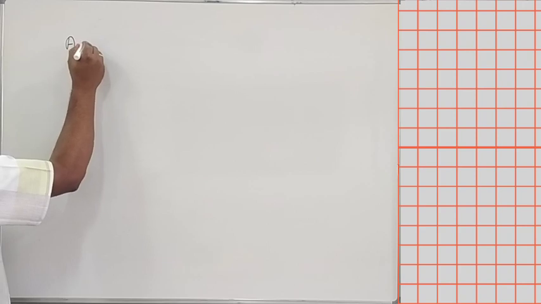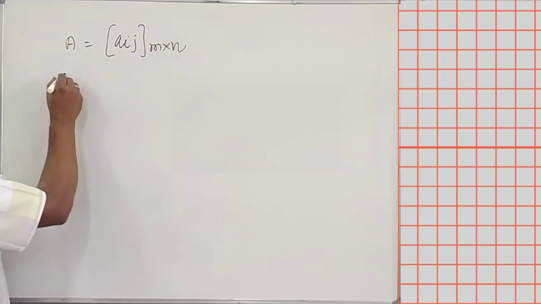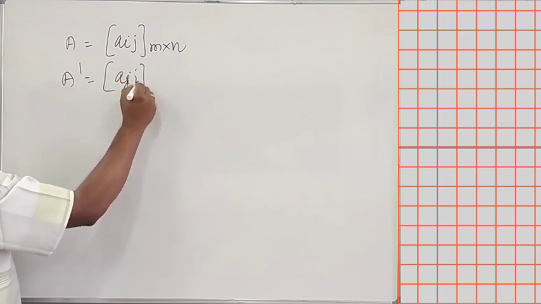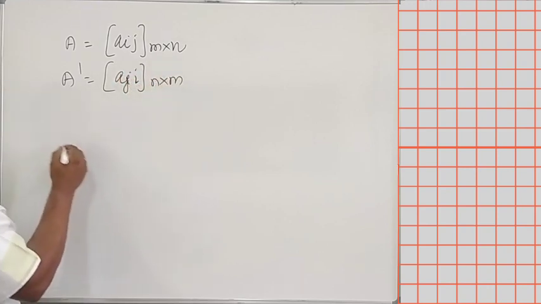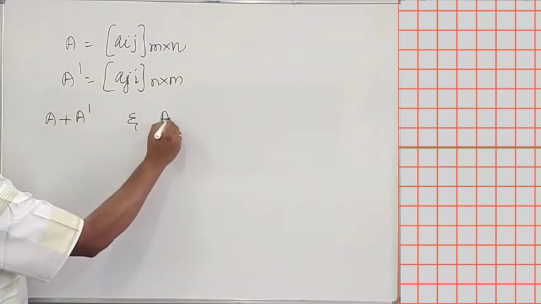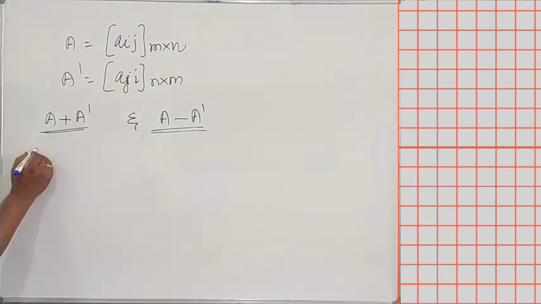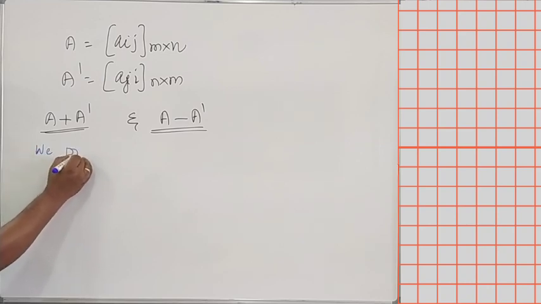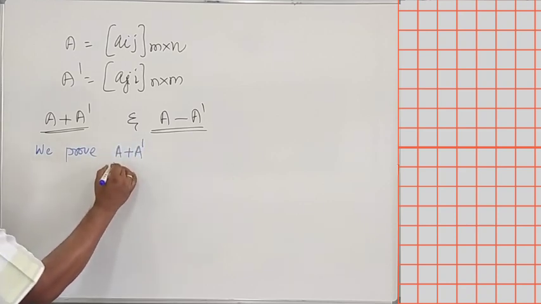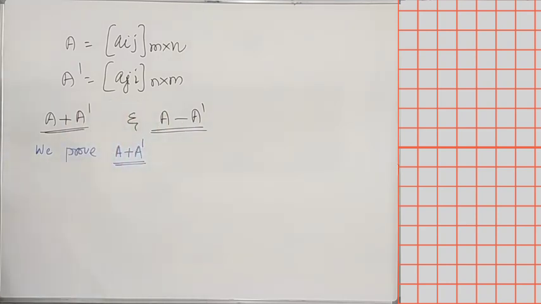Let us take a matrix A equal to Aij of order m by n. We know that A transpose is equal to Aji of order n by m. We calculate A plus A transpose and A minus A transpose. We prove that A plus A transpose is a symmetric matrix, and A minus A transpose is a skew symmetric matrix.